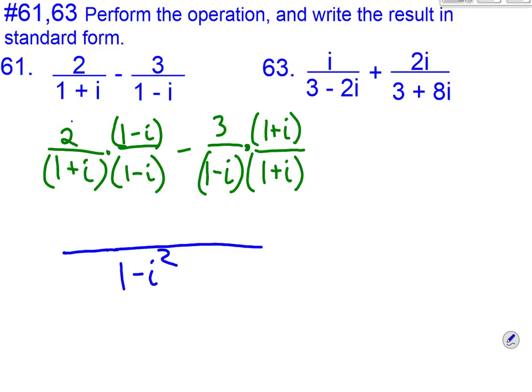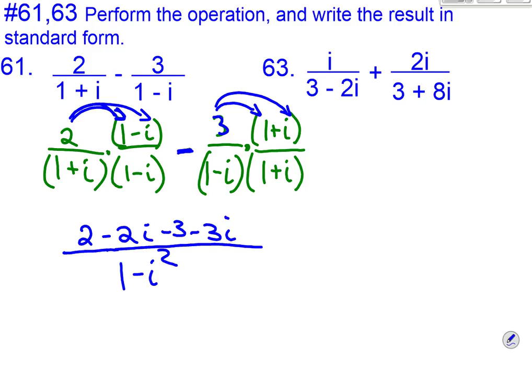On the top, I'm going to distribute and then combine like terms. Keep in mind, I have this minus in between here, so I'm going to distribute that as a -3 into there, so I could think of it as plus -3 as well. So when I do that, I'm going to get from the first part here 2 minus 2i, from the second part minus 3 minus 3i.